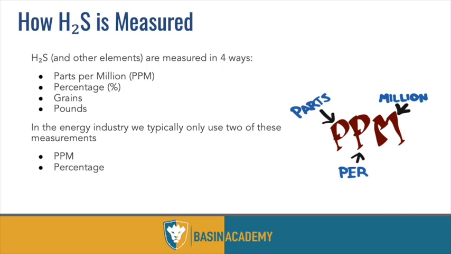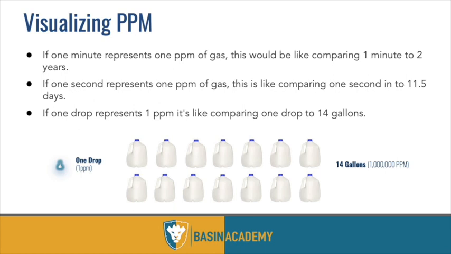It's also measured in grains and pounds, and H2S isn't the only chemical or toxin that's measured this way. All chemicals and toxins can be measured this way. The energy industry, again, we typically measure in parts per million and percentage. In liquids, a lot of times you're going to see more pounds used when it's actually in the liquid itself. So, visualizing what 1 part per million looks like in a million parts per million.